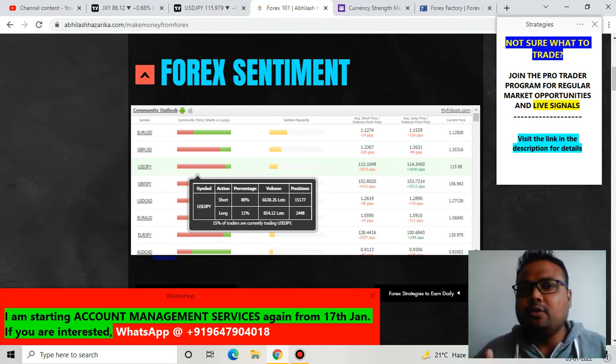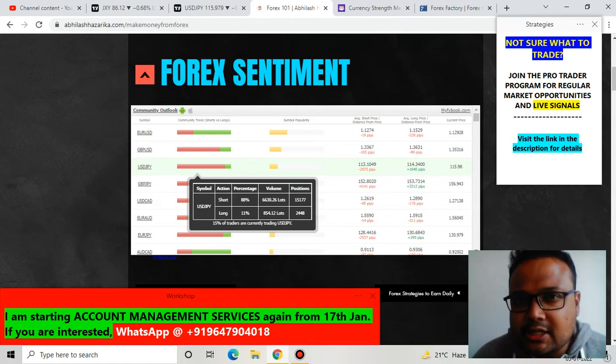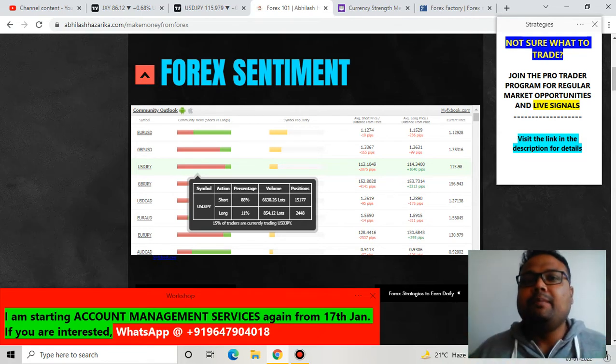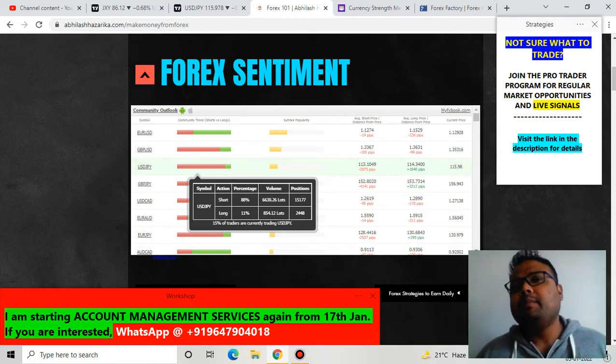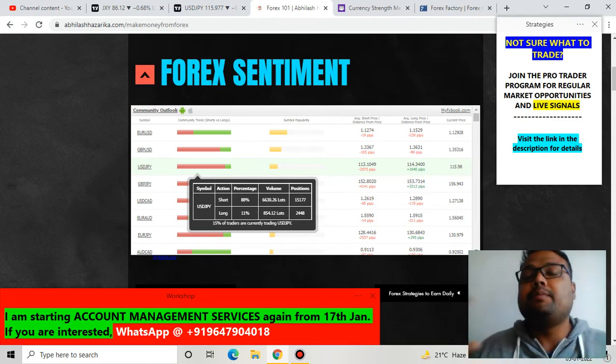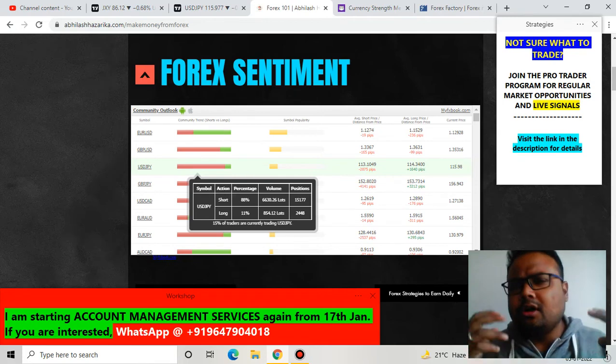Whatever you do, please follow proper risk management, because this is my analysis. I can be wrong as well. For my wrong analysis, you should not be losing 50% of your capital, 40% of your capital. Do not risk more than 2 to 3% of your capital. That is the best way to trade.